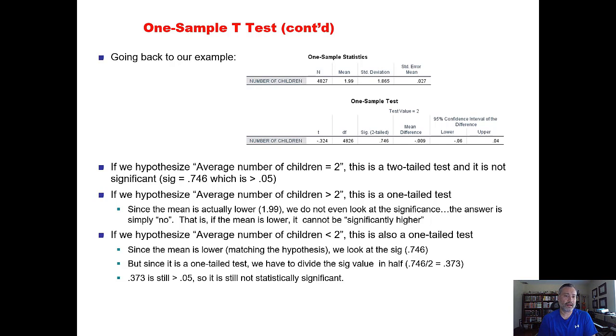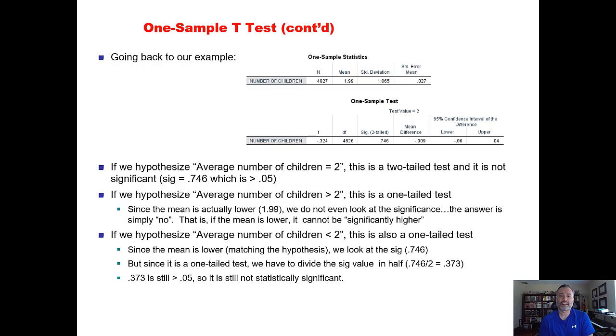So if instead of hypothesizing the average number of children equals 2, which is what we did the first time, that's a two-tailed test, it's not significant. We got that 0.746. If we instead hypothesize the average number of children is greater than 2, now, just because of the way we're positioning it, it's now a one-tailed test. And if we look at our sample mean, 1.99, here's kind of the tricky thing. That's it, we're done. We don't look at the significance level.